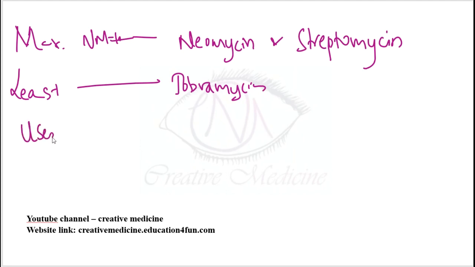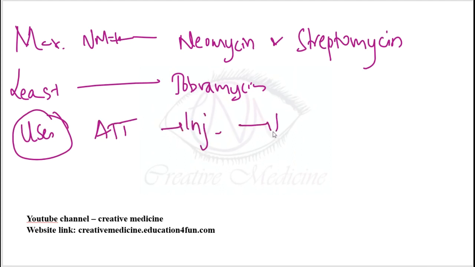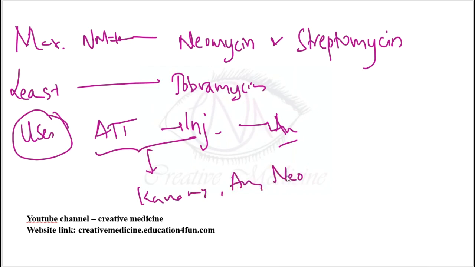Then what are the uses of aminoglycosides? In ATT, the injectables used for anti-tubercular therapy belonging to aminoglycosides are kanamycin, amikacin, and streptomycin. And for topical use we have framycetin and also neomycin. So these are about aminoglycosides.